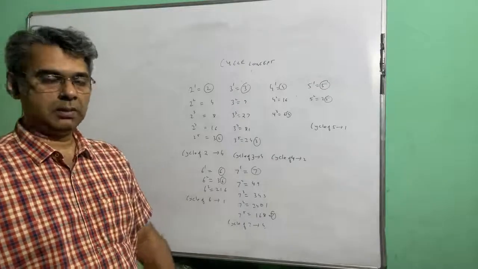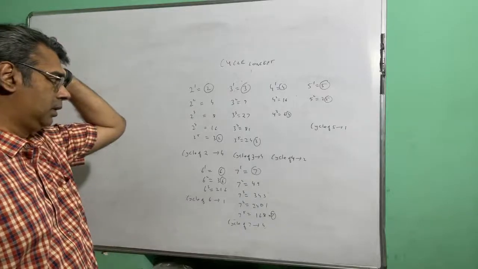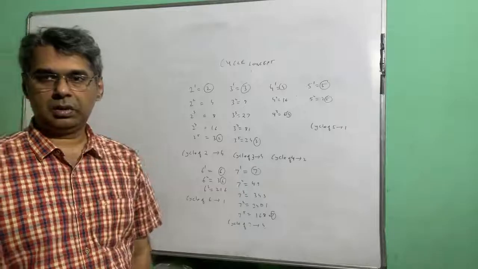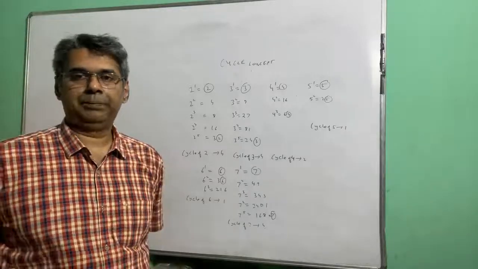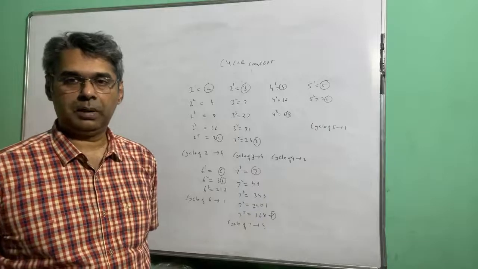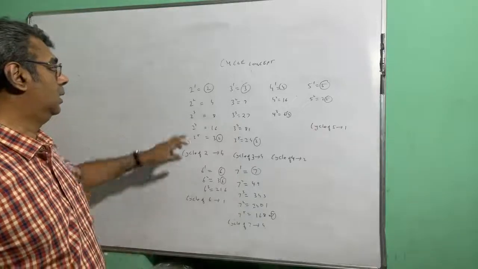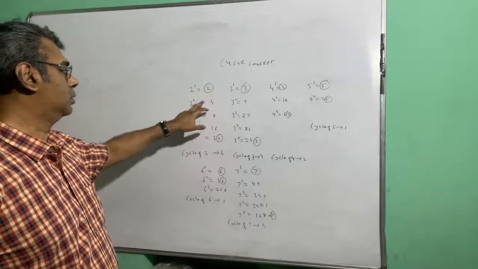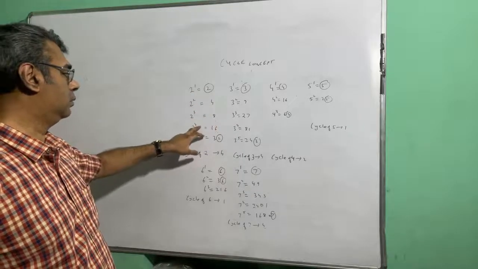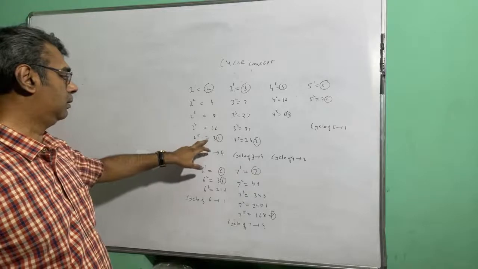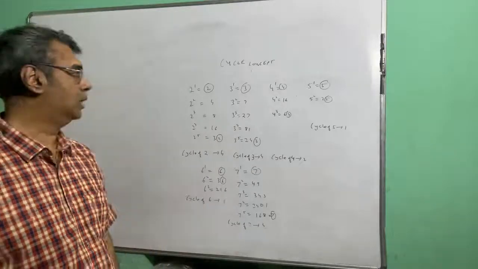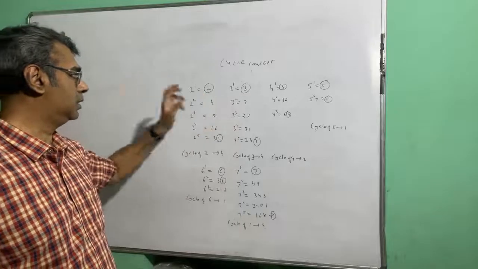So in the cycle concept, what we'll do is write down the powers of all the natural numbers till we get a repeating units digit. Till that time, we will go on writing the powers of the natural numbers. Like 2 raised to the power 1 is 2, 2 to the power 2 is 4, 2 to the power 3 is 8, 2 to the power 4 is 16, 2 to the power 5 is 32. So I am writing all the powers of 2 till I am getting the repeating units digit.